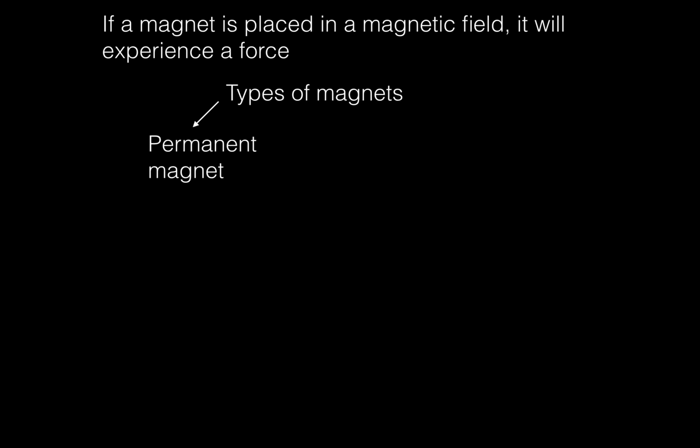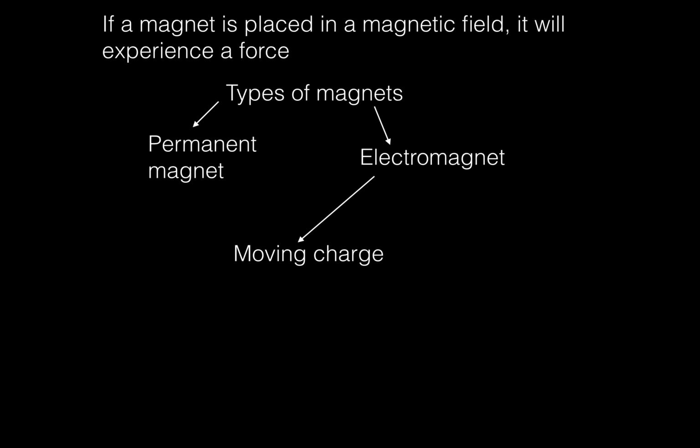A permanent magnet is a magnetic substance found in nature, usually either nickel or iron, that contains magnetic properties and can't be turned on or off. An electromagnet is a magnet that's produced by the movement of charged particles. This can be either a single moving charge or a wire that is carrying current. An electromagnet can be turned on or off.